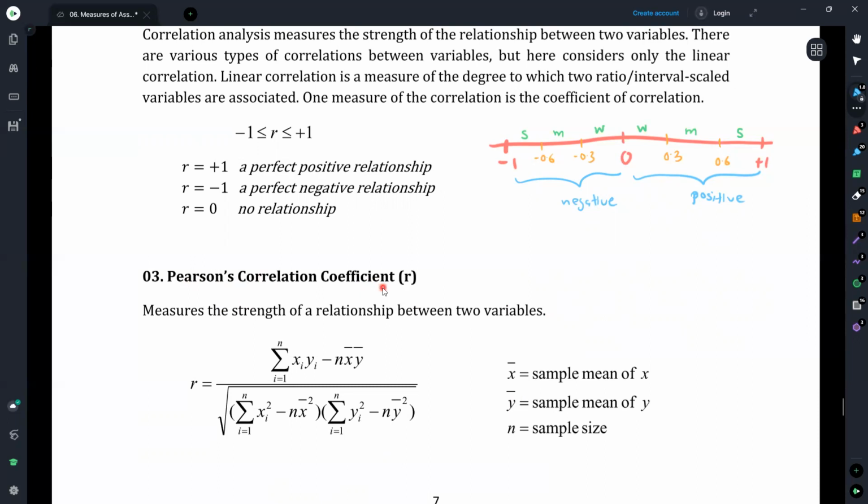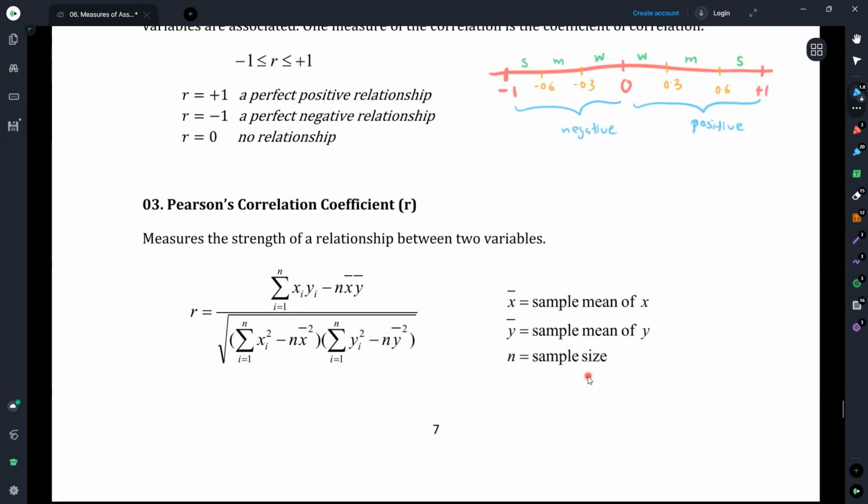Pearson's correlation coefficient measures the strength of a relationship between the two variables. To compute the Pearson's correlation coefficient, we can use the equation mentioned here, where r equals summation of xy minus n x bar y bar, over square root of summation of x squared minus n x bar squared, times summation of y squared minus n y bar squared, where x bar is the sample mean of x, y bar stands for the sample mean of y, and n is the sample size that we considered in the data set.